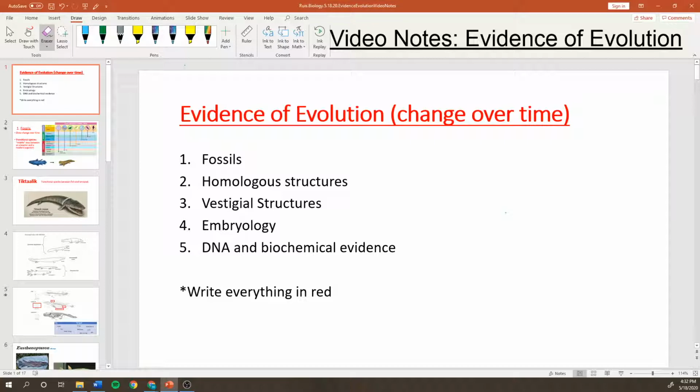Evidence of evolution. I want to remind you that evolution is just change over time, right? So, we're just looking at how organisms on the earth have changed throughout the history of the earth, and how we have gotten to basically all of the organisms that we have now, right?